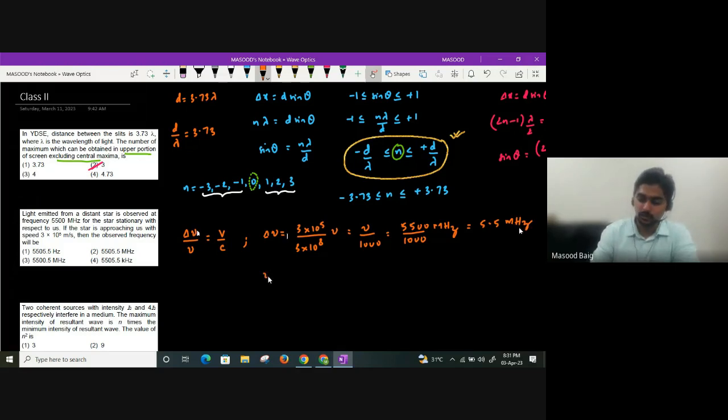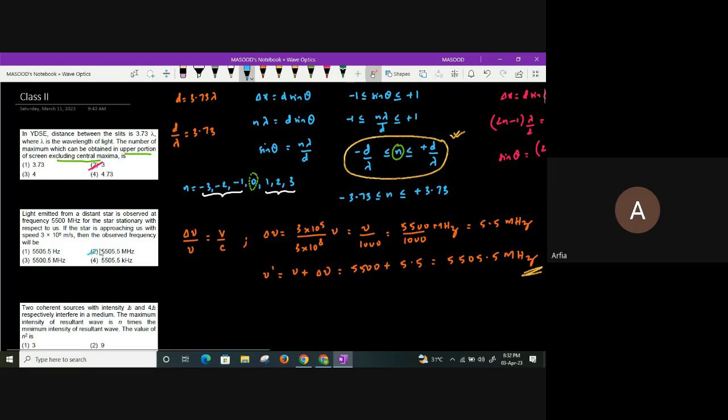So what is the frequency heard or frequency received by the observer? It will be original frequency plus shift in frequency. Why plus I'm writing? Because star is approaching us, guys. So I'll write it as 5500 plus 5.5. What will I get? 5505.5 megahertz. I hope this is clear? Is this clear, everyone? 5505.5 megahertz.